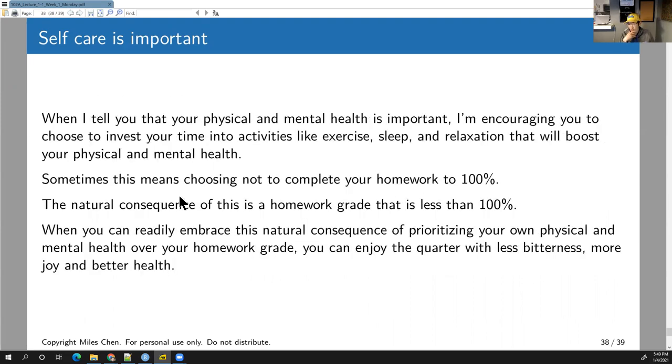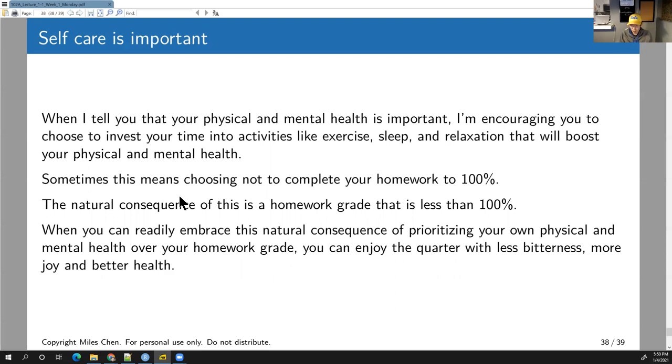And so when I tell you things like your physical and mental health is important, I'm encouraging you to invest your time into things like exercise, sleep, and relaxation that boost your physical and mental health. Sometimes that means you don't have the time to finish your homework to 100%, okay? And the natural consequence of that is your homework grade is not going to be 100%, okay? But if you can just embrace it and say, you know what, on this day, it was more important for me to get sleep. It was more important for me to just take time to unwind.